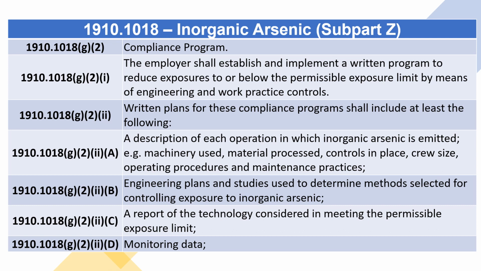1910.1018 G2 2. Written plans for these compliance programs shall include at least the following: 1910.1018 G2 2 A through 1910.1018 G2 2 G. A description of each operation in which inorganic arsenic is emitted, e.g. machinery used, material processed, controls in place, crew size, operating procedures, and maintenance practices. Engineering plans and studies used to determine methods selected for controlling exposure to inorganic arsenic. A report of the technology considered in meeting the permissible exposure limit.